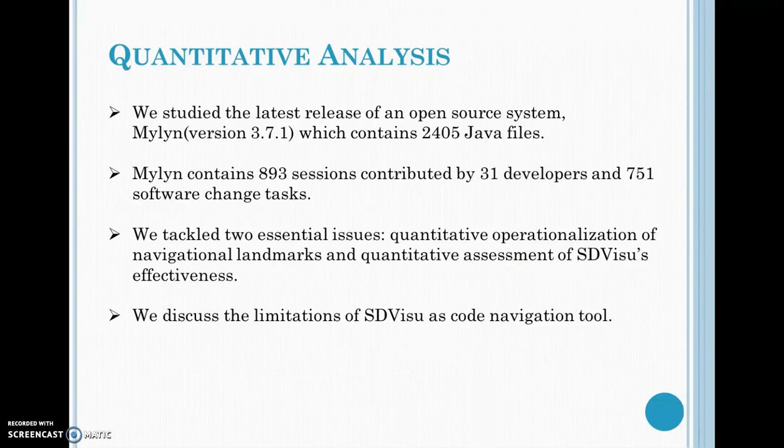For the quantitative analysis, we studied the latest release of Mylin, which is version 3.7.1, which contains 2,405 Java files. Mylin contains 893 sessions contributed by 31 developers and 751 software change tasks.